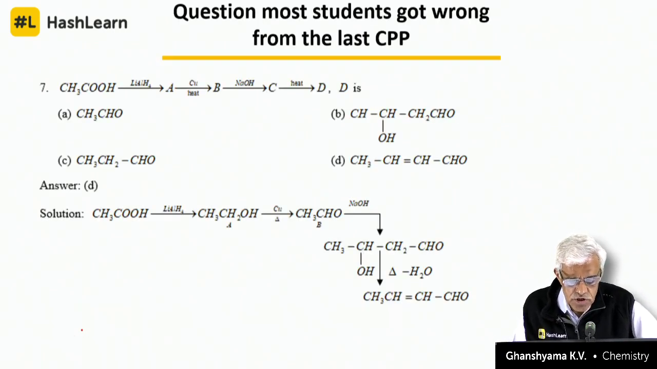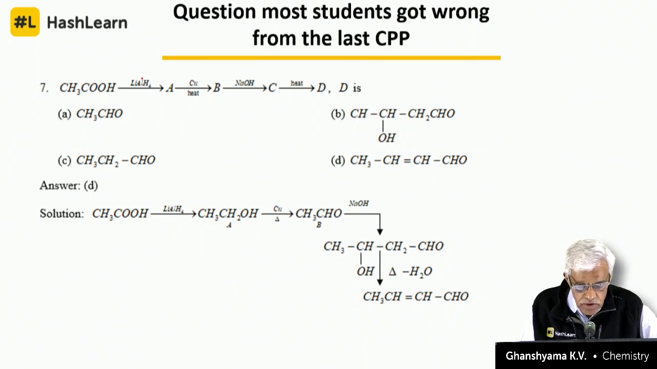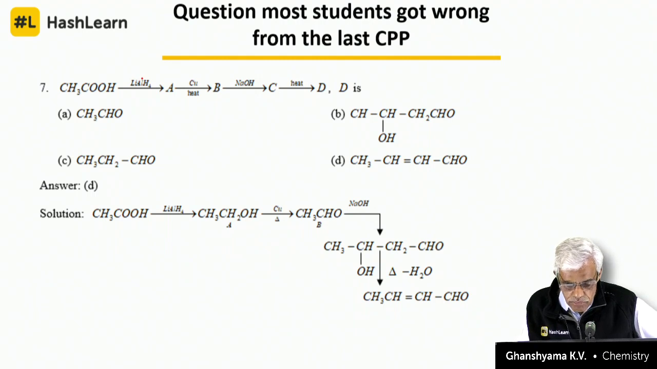We start with the question of the previous class. Acetic acid is reduced by lithium aluminium hydride to give A. A is passed over copper and heated to get B. B is treated with sodium hydroxide to give C. C is heated to give D. What is D?